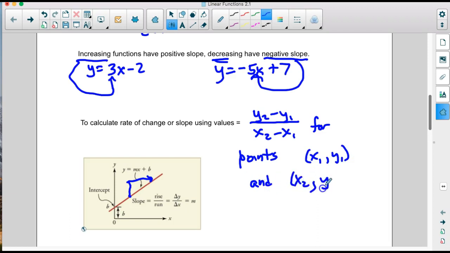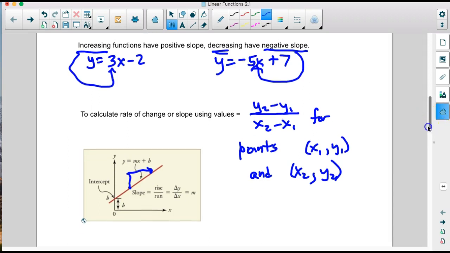y2. Now it doesn't matter which order you put them in on the equation, it should give you the same value. You just have to start with the same point twice. So if you start with this point twice, you can subtract this way, then you're going to do that both times. You're not going to start with this x and then this y. You want to start with this x and then that y next to it when you do the subtraction.